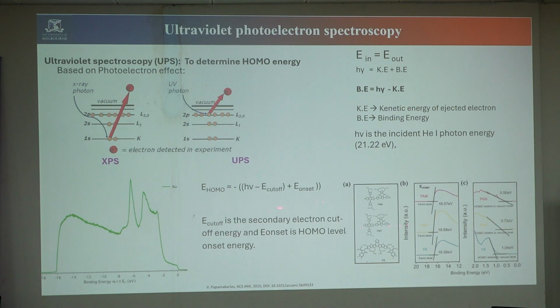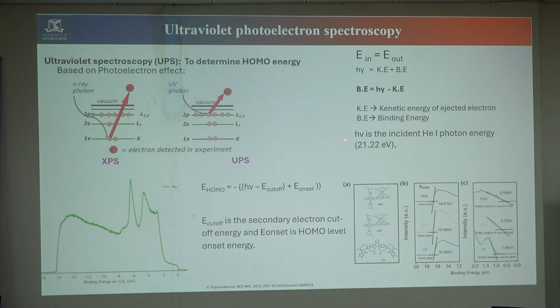So the HOMO level is obtained using this formula. h nu is the input, that is 21.22, minus E cutoff. E cutoff is the secondary electron cutoff. If you see this energy, before this everything is zero. What does it mean? The kinetic energy and the input energy are both equal, so it becomes zero. That means whatever the input energy is, it doesn't do anything, it just reflects out. It is not doing anything else.